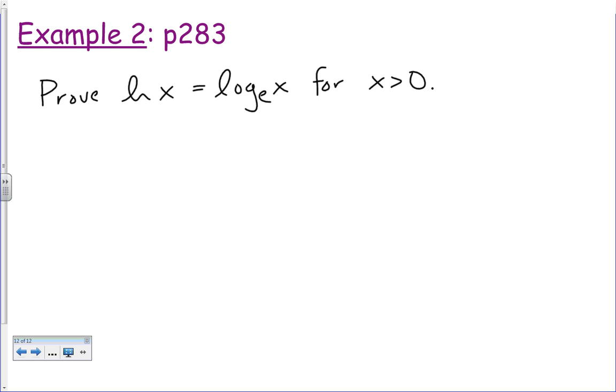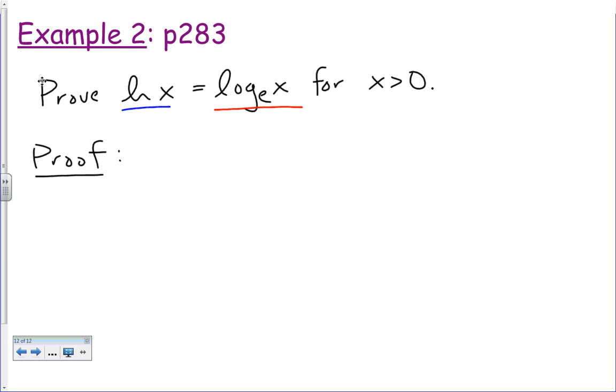All right, so we'll go through the proof of this, and we're going to use the same theorem to do this. In fact, the process is going to be very similar. Now, again, remember that this function on the left side, the ln of x, is our function we defined in the last section, the definite integral from 1 to x of 1 over t dt. Versus this function on the right, log base e of x, that's what we know as our natural log function.